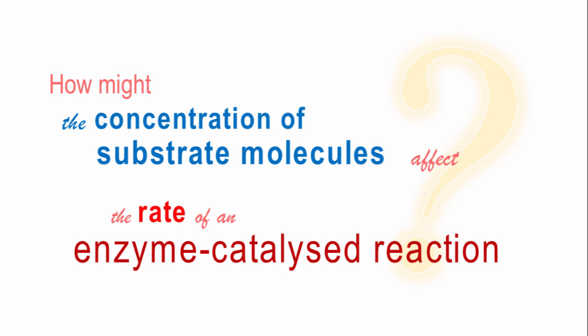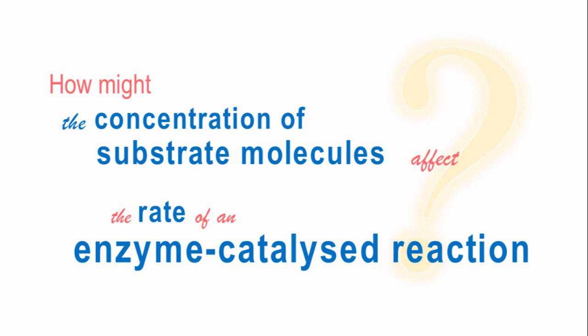Now, by concentration of substrate molecules, we are referring to the number of substrate molecules found in a unit volume. So it can be high concentration or low concentration. The rate of an enzyme-catalyzed reaction here just refers to how fast the reaction is taking place. So essentially our investigation here is asking the question of how does changing the concentration of substrate molecules affect how fast the reaction takes place. The independent variable would be the substrate concentration, and the dependent variable would be the rate of reaction.